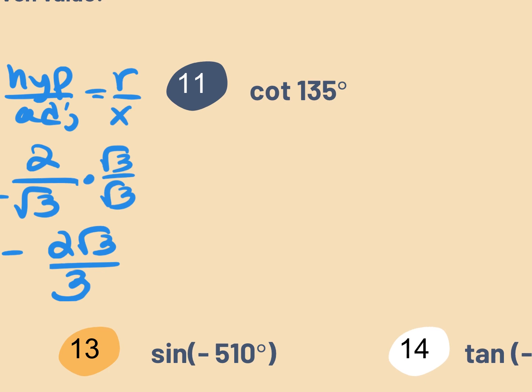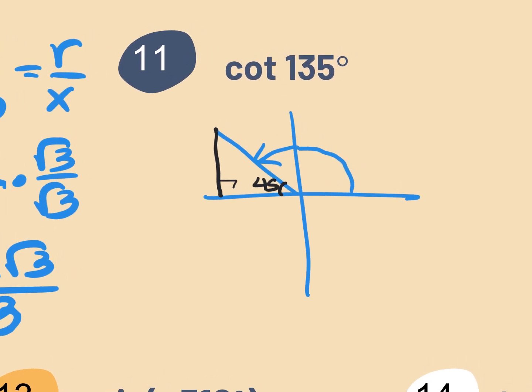135. So let's graph it. So I'm going to go 90, and then 90 plus 45 gets me to the 135 degree angle. Now remember, it's what forms or goes back to the x-axis. So my reference angle is right here. There's my 45. So remember the 45, 45, this is 1, 1, square root 2.